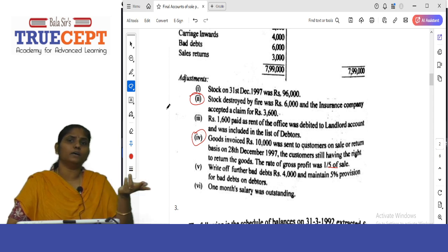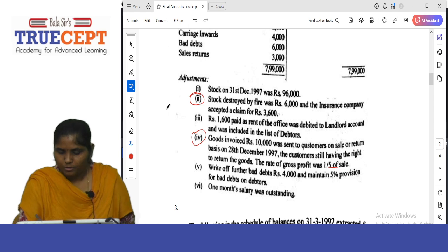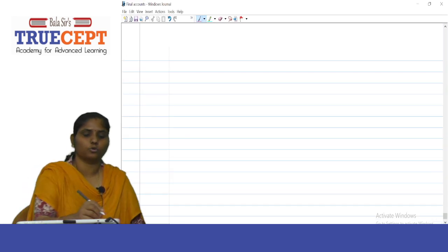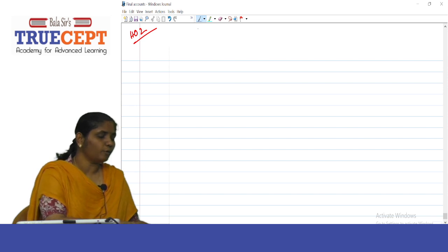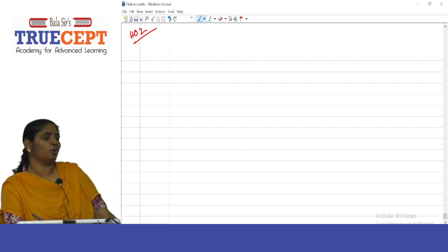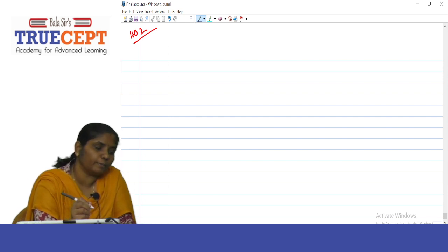Then we'll go ahead with the final accounts. Shall we? Yes. Number 1. So handout question number 2, we are going to do it. In that I am going to give number 1, calculation of amount receivable from insurance company.